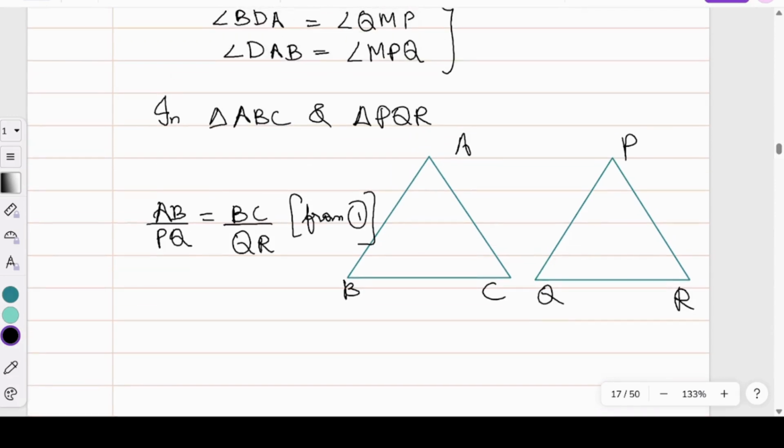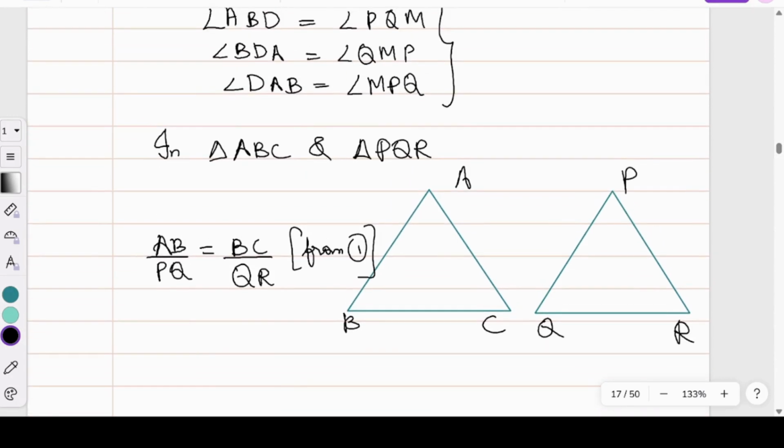Now look here. Here we have proved that. One more thing. What is that? Angle ABD. Instead of angle ABD, we can write it where D means still here, right? And this is PQM means still here. But we can extend the arm and we can write it like angle ABC equal to angle PQR. Correct? That is from where?